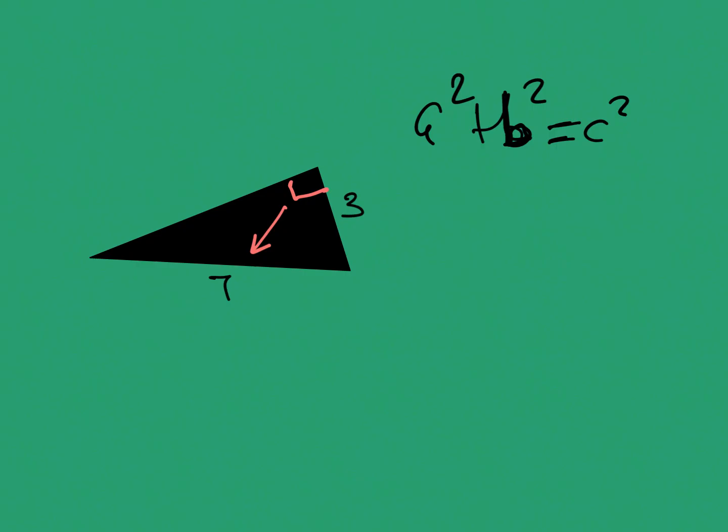So 7 is our what value? Where's 7 going to go in that Pythagorean theorem? Going to go in there for C. So I know that 7 is going to be over there for C. This is my C value.